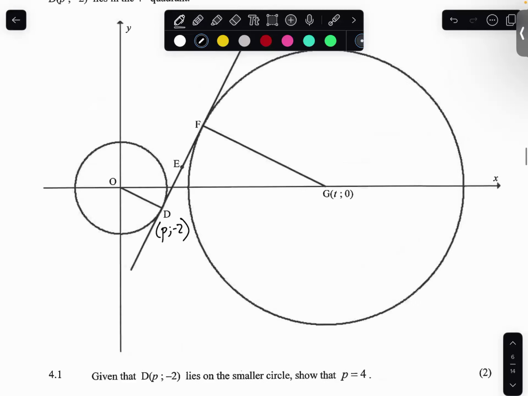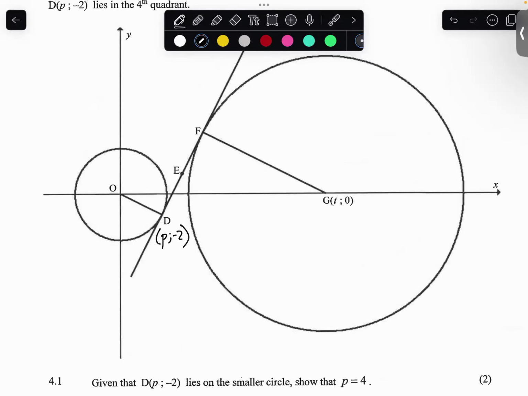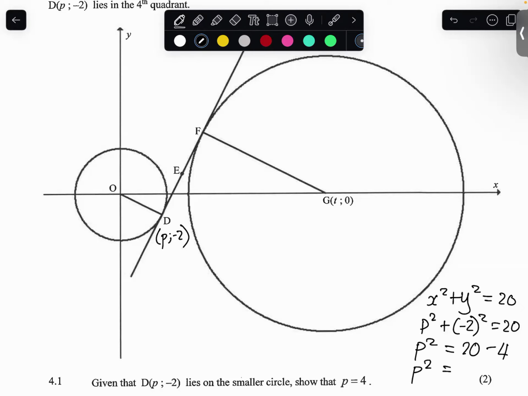Right. Given that D, which is P and minus 2, lies on the smaller circle, show that P is equal to 4. So if this set of coordinates lies on this circle and I have the equation of that circle, then it's a simple matter of substitution. The equation of the smaller circle was x squared plus y squared is equal to 20. And so I'm going to take D's coordinates, put it in place of x and y, and solve for the only unknown, which is P. So this is P squared plus minus 2 all squared is equal to 20. That's P squared is equal to 20 minus 4. This is positive 4 on that side, so if we take it over, it's going to be negative 4. That gives me P squared is equal to 16.